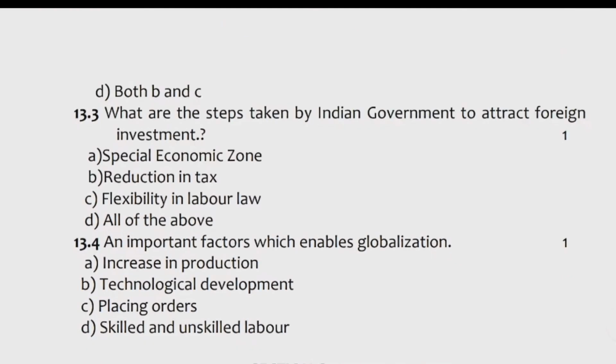13.4. An important factor which enables globalization. Options: A. Increase in production. B. Technological development. C. Placing orders. D. Skilled and unskilled labor.